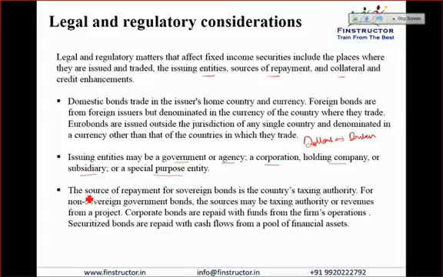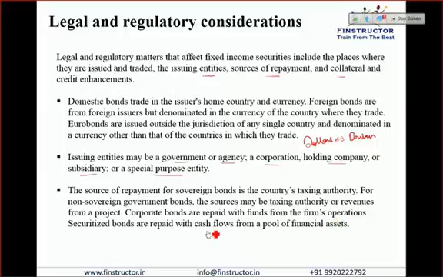The source of repayment for corporates generally are the cash flows from the business. For sovereign bonds, it is the country's taxing authority or the tax collections. For non-sovereign government bonds like municipalities, again, the source may be a taxing authority, or for corporates and others, it could be revenues from a project or the firm's operations.